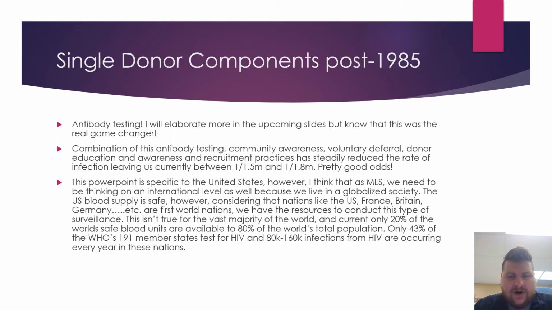And even though this PowerPoint is specific to the United States, I think that as an MLS, we need to be thinking on an international level as well, because we live in a globalized society. The U.S. blood supply is safe. However, considering that you have these nations like U.S., France, Britain, Germany, these are all first world countries. We have these resources that we can use to do this type of surveillance on our blood supply and make sure that we're not giving out these HIV infected units. This isn't true for the entire world.